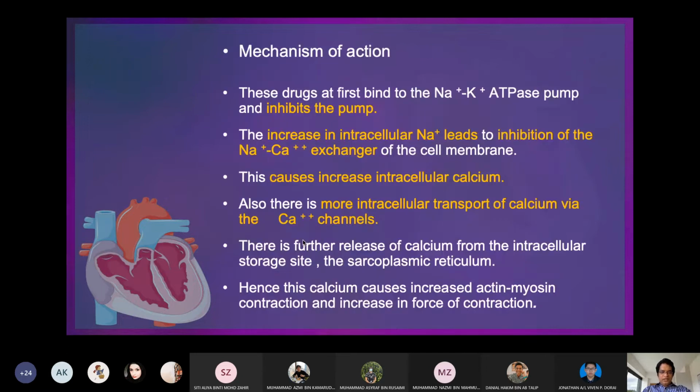So this is it here. It binds with the sodium potassium pump, inhibits the pump, increases intracellular sodium, and inhibits the sodium calcium exchanger. Just now, the purple pump. So if you inhibit the sodium calcium exchanger, what will happen? There will be increased concentration of calcium. If intracellular calcium is higher, it will go to the sarcoplasmic reticulum and increase the force of contraction. Any questions or not?